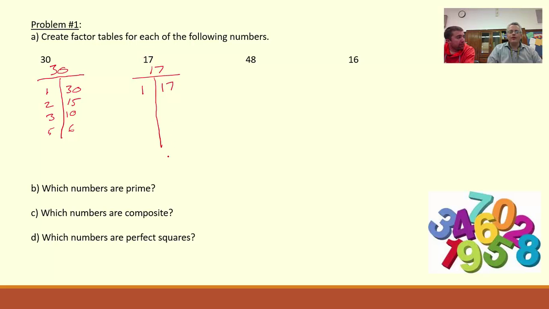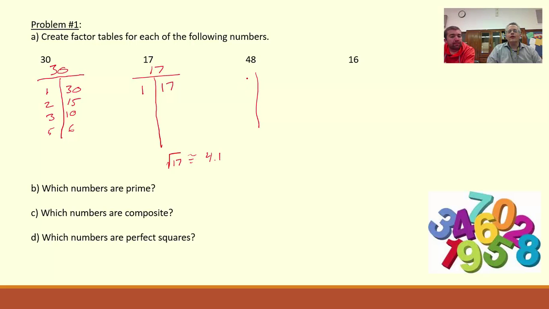The square root of 17 is about 4 point something, so about 4.1. When I get to 4, I know I can stop. That's another stopping rule: you can give up when you get to the whole number below the square root. So 2, 3, and 4 don't work, and we're done there.